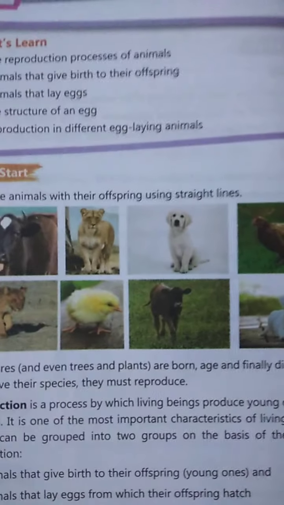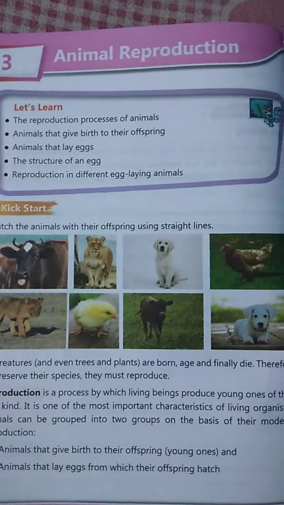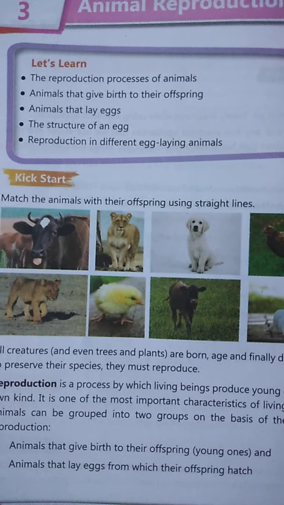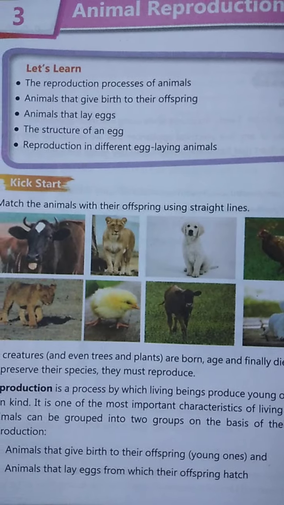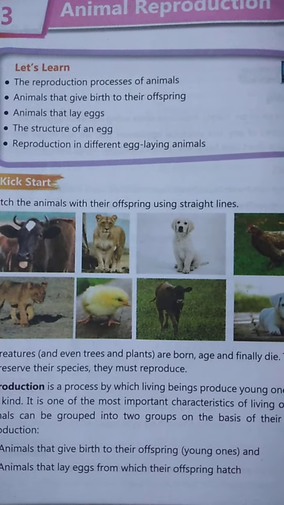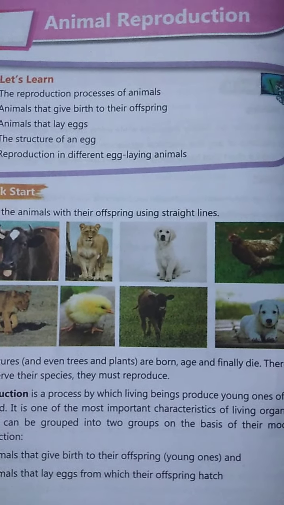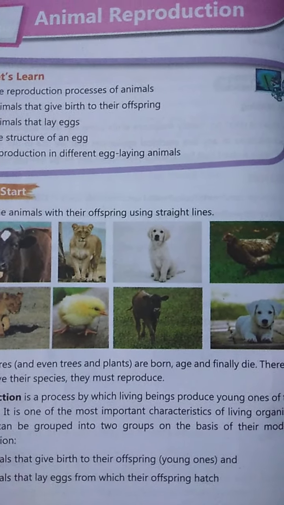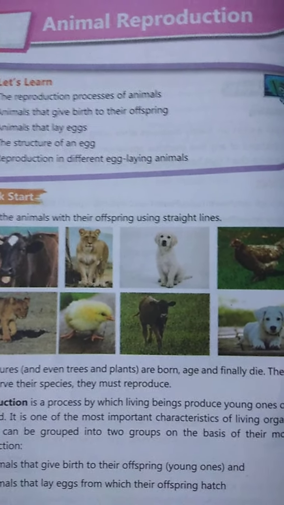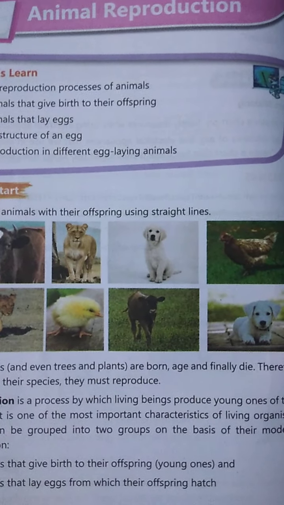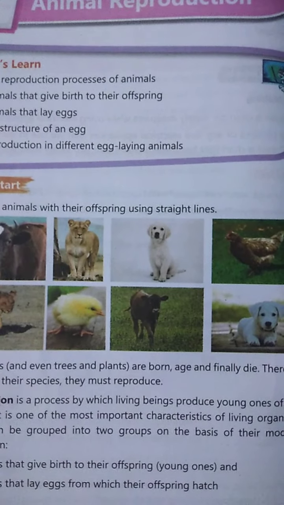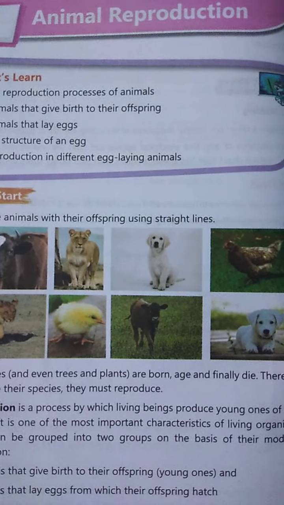Now look at the picture here. So now match the animals with their offsprings using straight lines. Okay, now we know that you'll always match a lion with a cub, or tiger with a cub, a dog with a puppy, a hen with a chick, right? So we know that it gives birth to its identical, to the young one of its own kind. Of its own kind, मतलब उसी के जैसे.